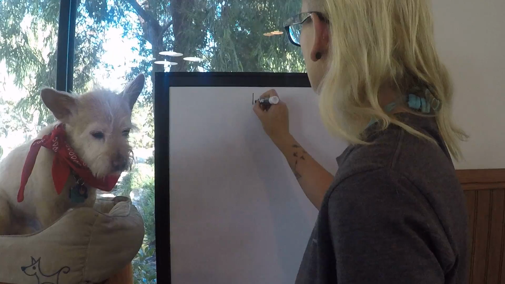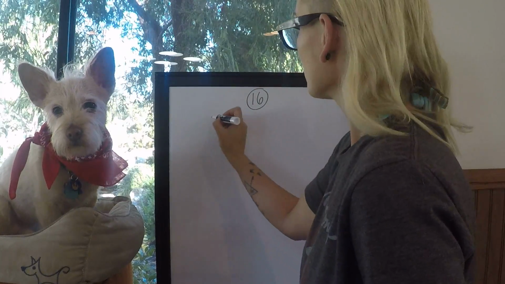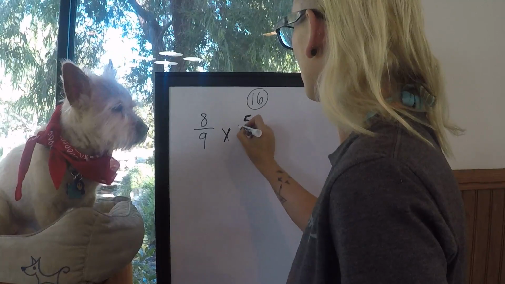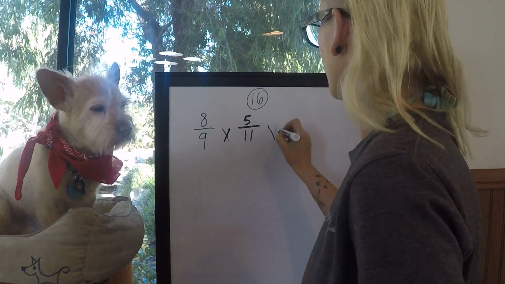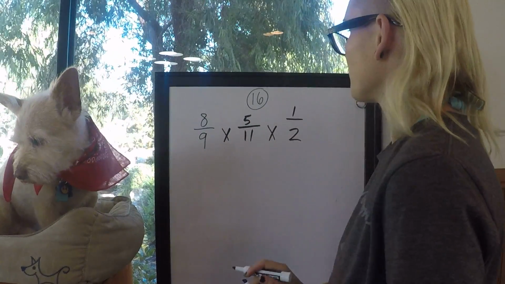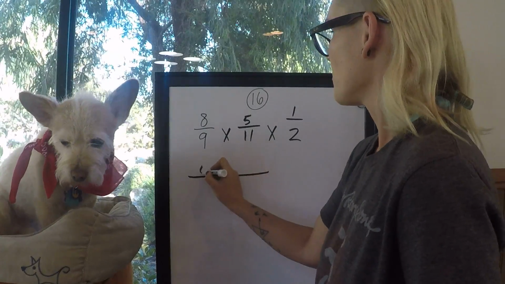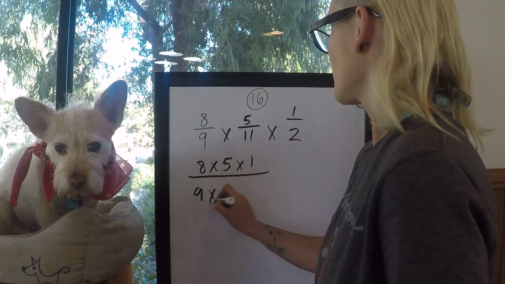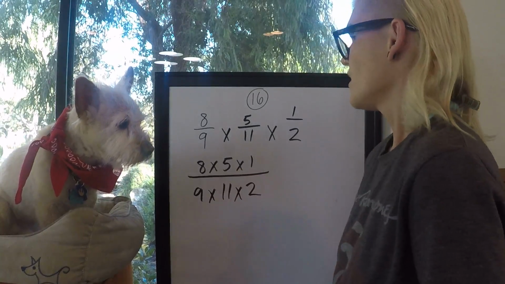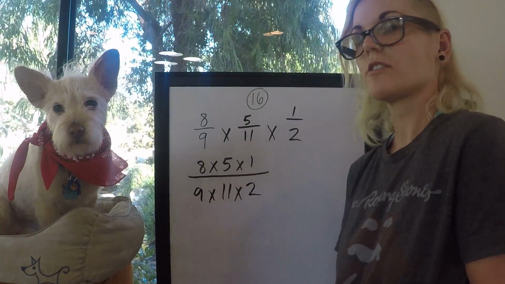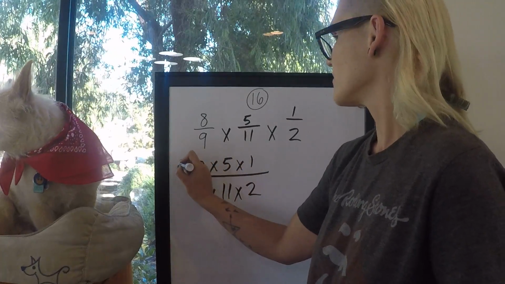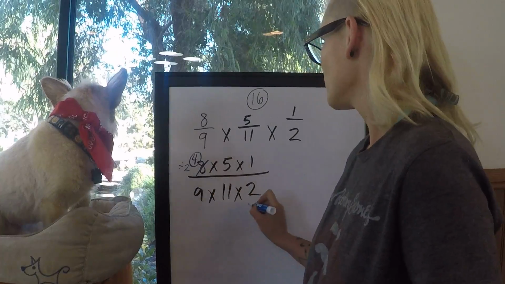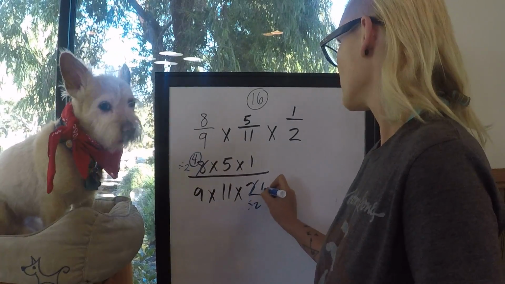Number 16. I've got 8 ninths times 5 over 11 times 1 over 2. All right, so writing it as one big happy family. 9 times 11 times 2. The only things that I see that share a factor would be the 8 and the 2. They can be divided by 2. So 8 divided by 2 is 4. 2 divided by 2 is 1.